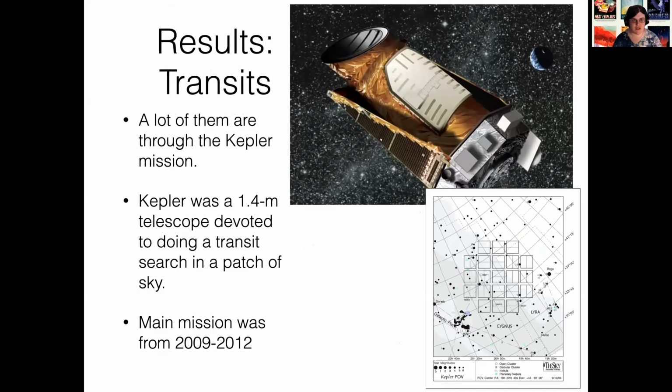But let's talk about transits. A lot of them are through the Kepler mission. The main mission was from 2009 to 2012. It ended a few years ago. And what Kepler did was the mission stared at one portion of the sky and regularly sampled every star in that section. So it's a very deep search. There's a picture of the telescope, or a drawing of the telescope, and a picture of the region it was surveying.